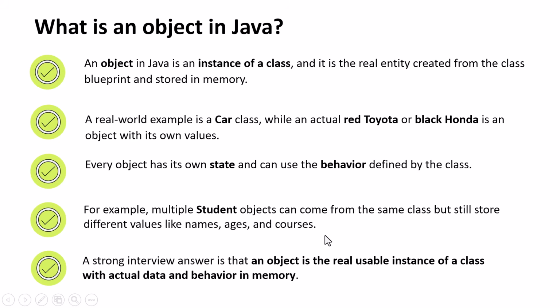Another important interview point is that many objects can be created from the same class. They all follow the same structure defined by the class, but each object can hold different data in memory. So the best interview answer is this. An object in Java is a real instance of a class that stores actual data in memory and can perform the behavior defined by that class.